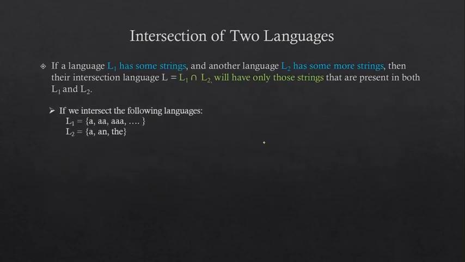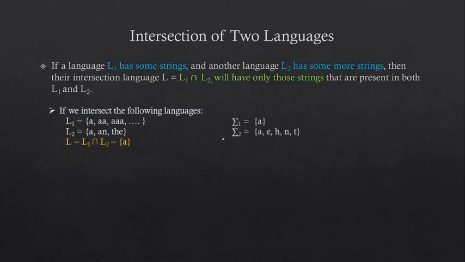So let's look at the intersection of two languages. If a language has some strings and another language has some other strings, their intersection will have only those strings that are present in both languages. So let's look at the previous example one more time. In these two languages, only the string A is common in both, so their intersection will have only one string.